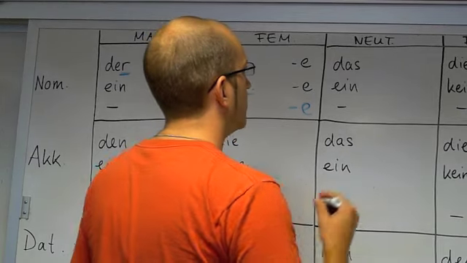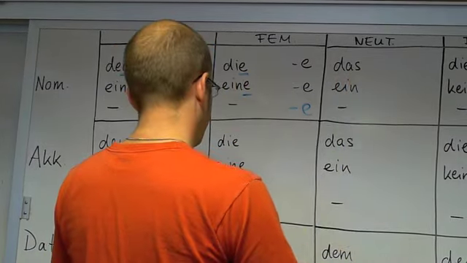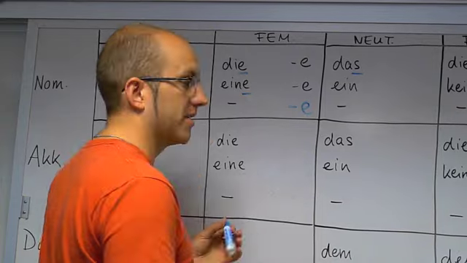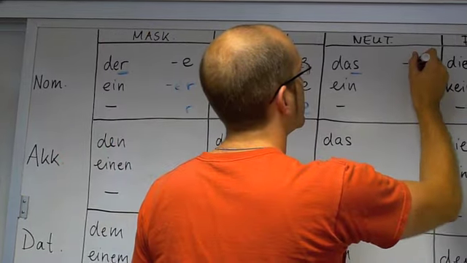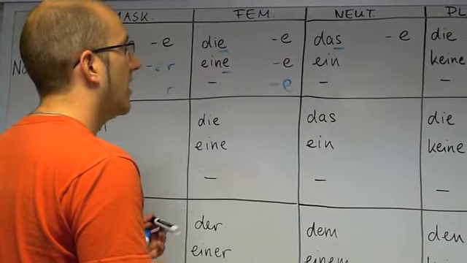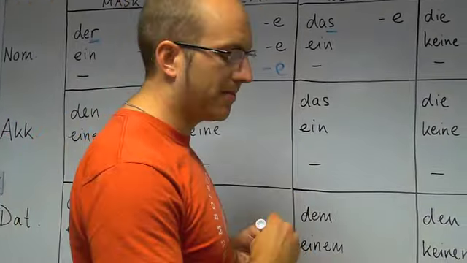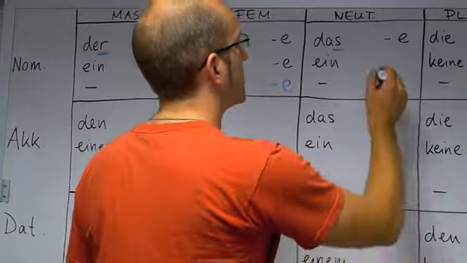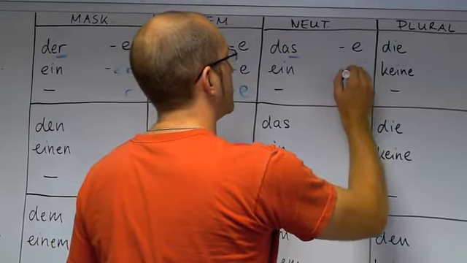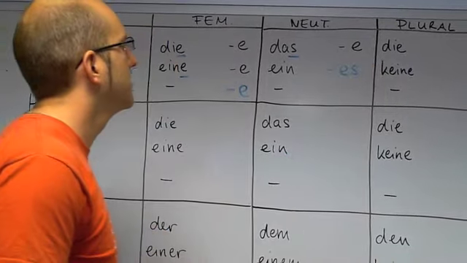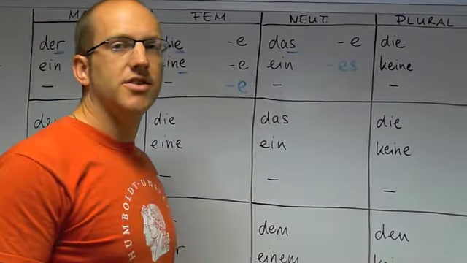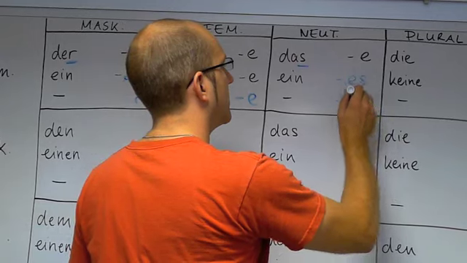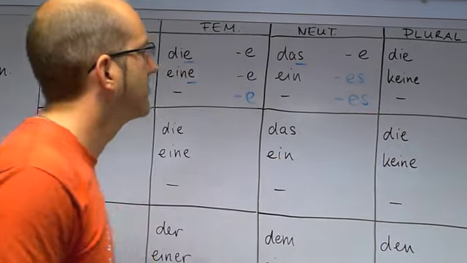Moving on to neuter, if we have the definite article das, it has that strong s ending, of course, and we're going to take a weak ending, in this case, e. However, with ein, just as with the masculine, we do not have the strong ending in the article itself, so we're going to put the strong ending onto the adjective, es. Again, if you don't have an article, of course you don't have the strong ending, so you're going to have the strong ending in the adjective.